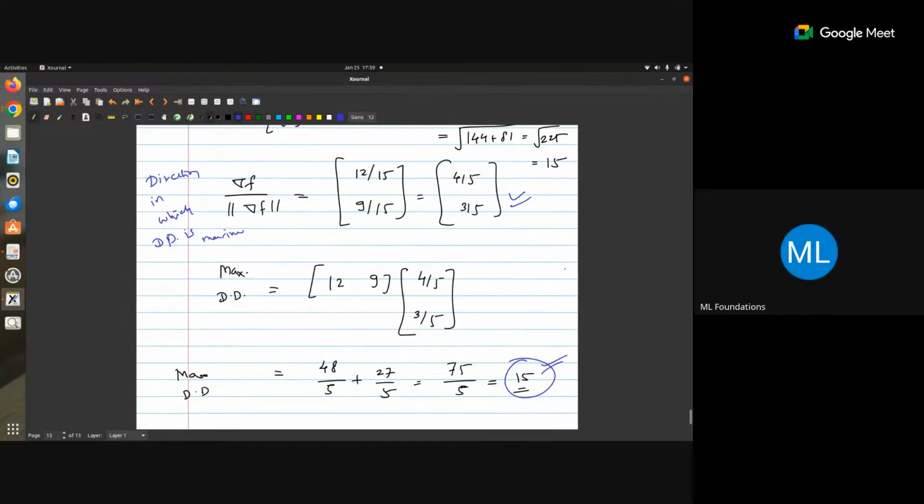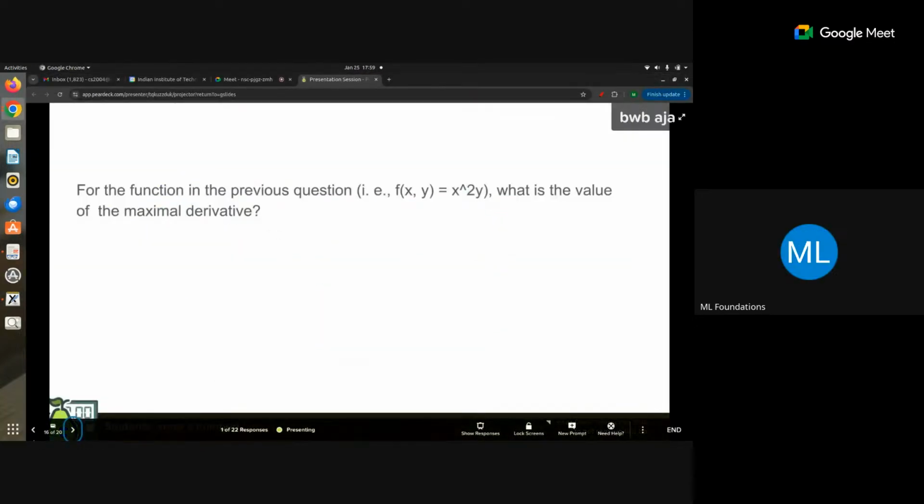Is that okay? Yes, sir. You understand the difference between the direction in which the derivative is maximum and what is the maximum value of the directional derivative. Okay? Yes, sir. It is along the direction of the directional derivative.